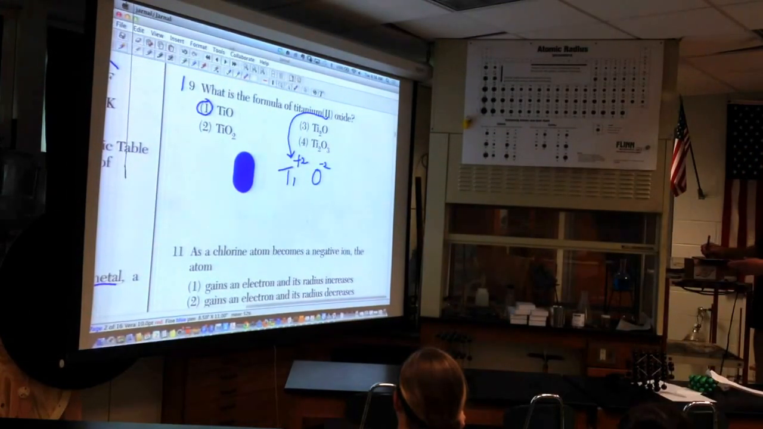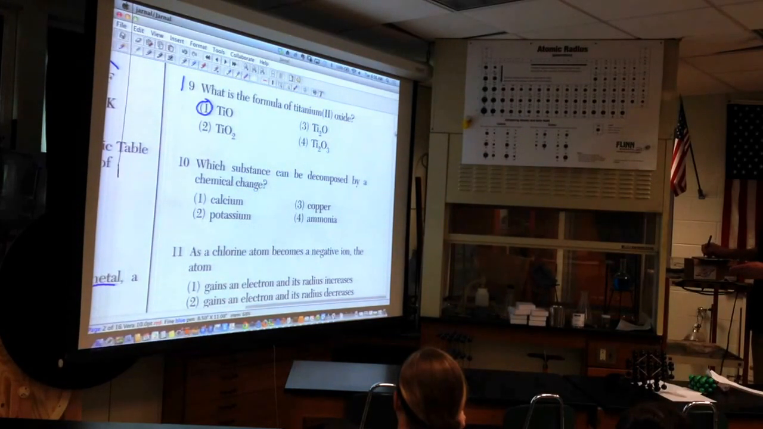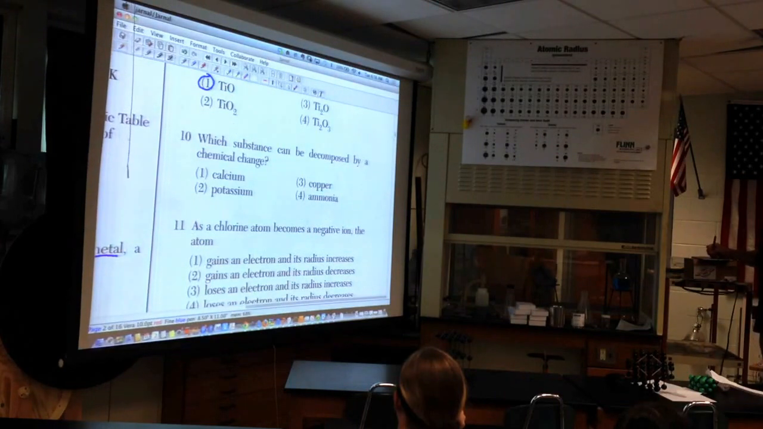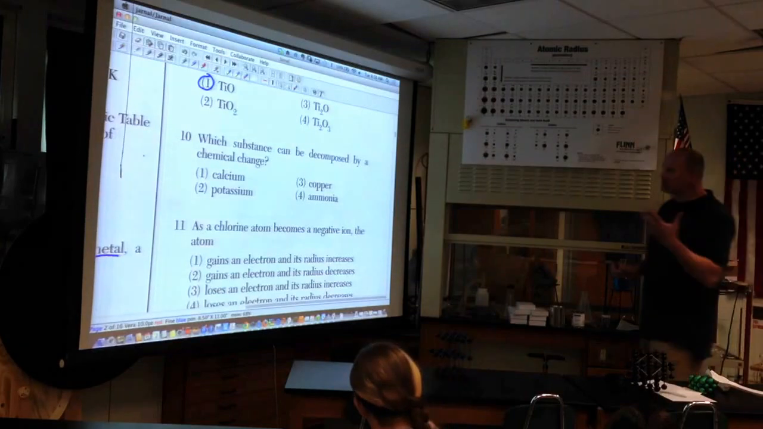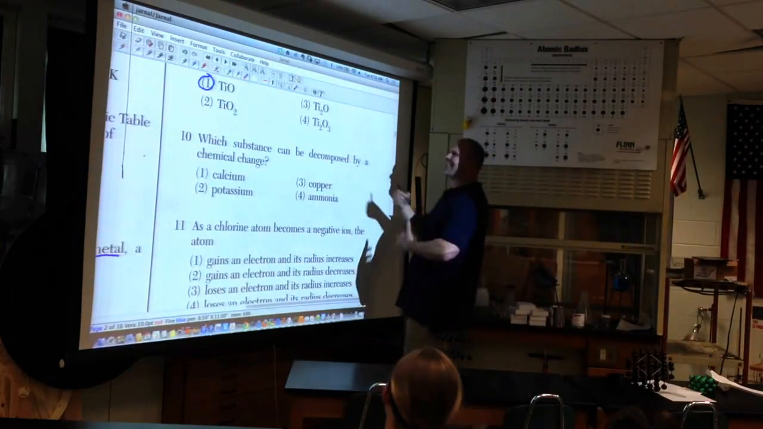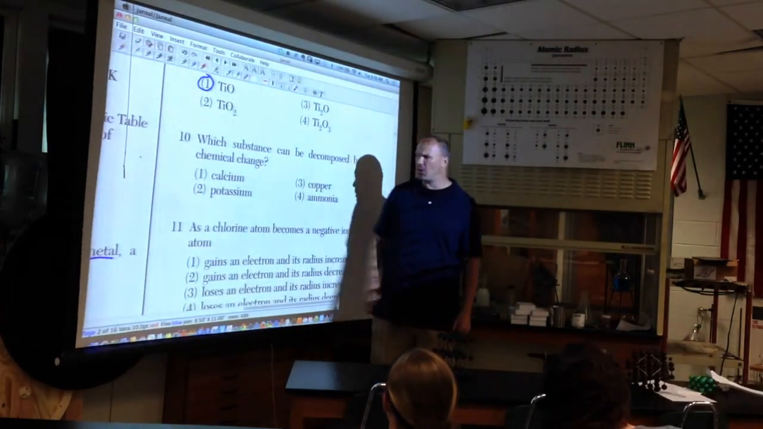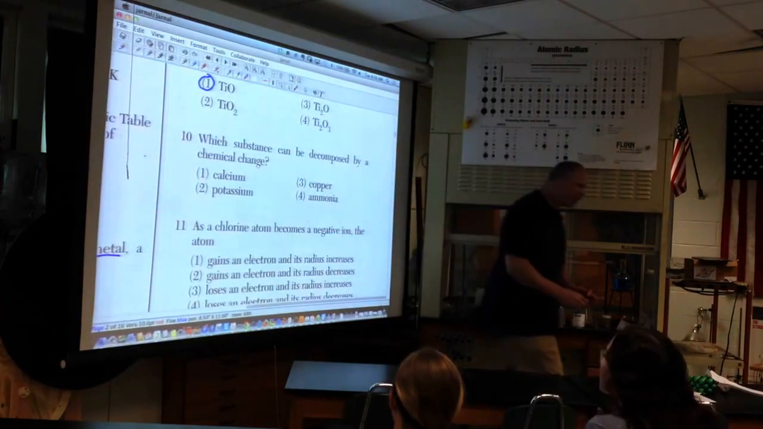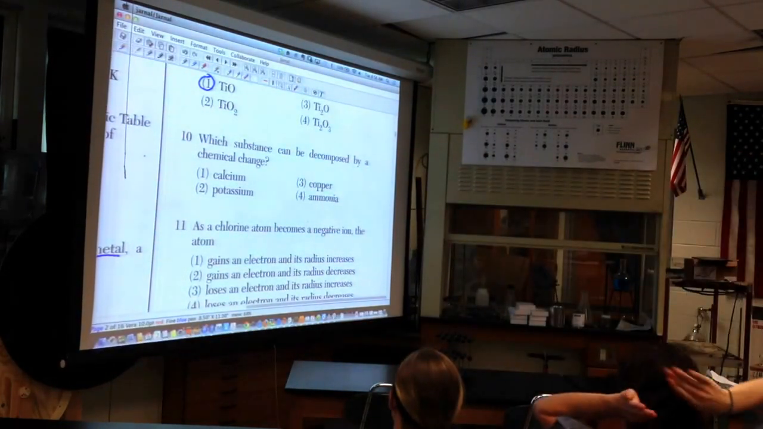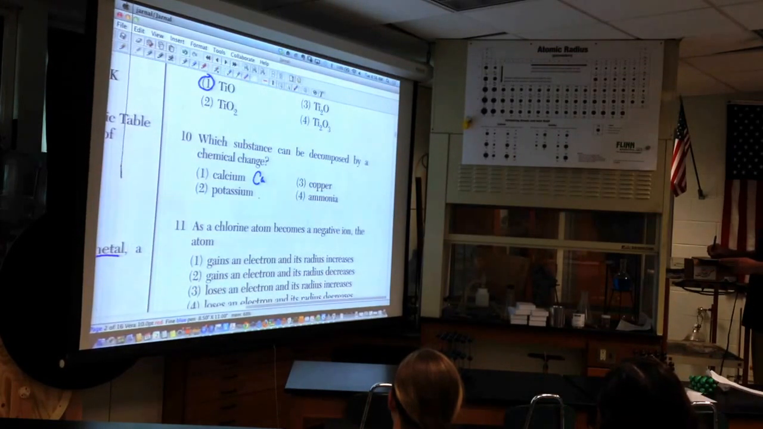Moving forward. Let's bring back the question. Okay, number 10. 10. Which substance can be decomposed by a chemical change? Well, we've kind of talked about this already. Physical change is the change where density, melting points change, you're not changing the chemical formula. This one, I have to break bonds or form new ones. If you look at this question, calcium, potassium, copper, those are elements. Those don't have any bonds. Okay, and how do I know? They're listed somewhere. So calcium, potassium, and copper, these are all elements.